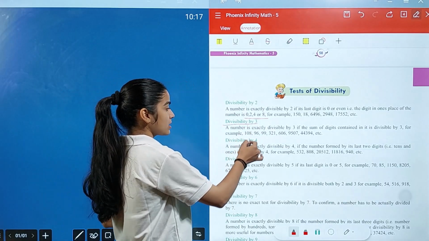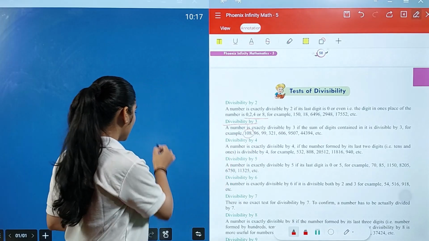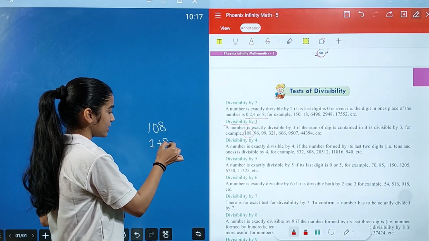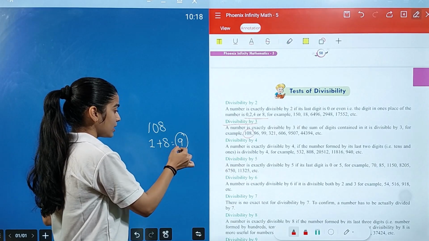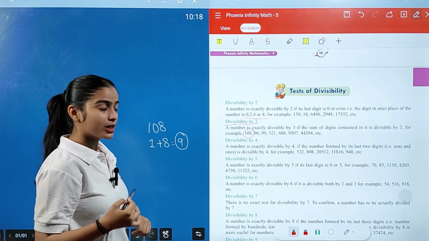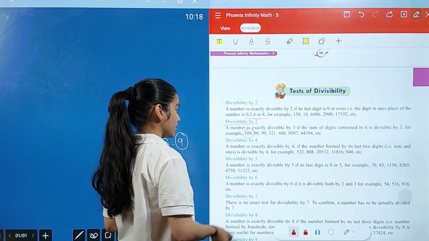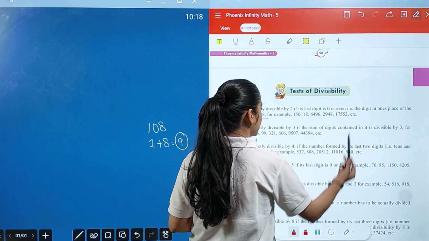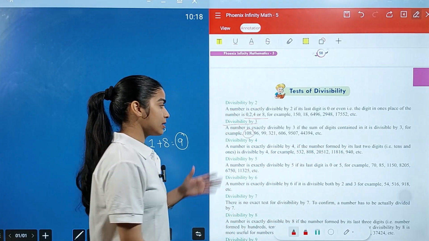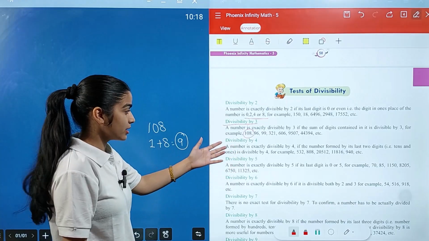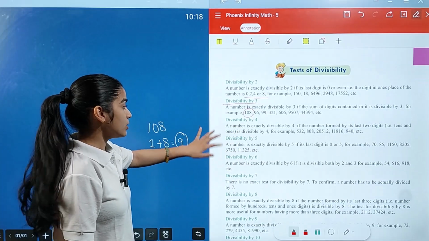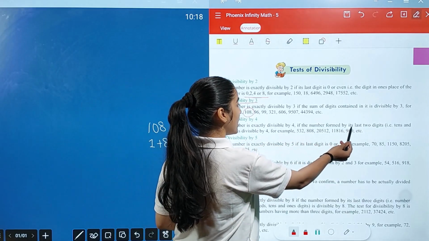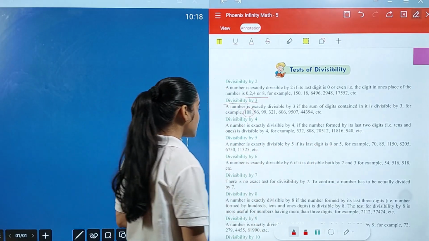So in this case, if we have a number 108, 1 plus 0 plus 8 is equal to 9. So 9 is divisible by 3. It means 108 is also divisible by 3. A number is exactly divisible by 3 if the sum of digits contained in it is divisible by 3. For example, 108, 96, 321, similarly. Now divisibility by 4. A number is exactly divisible by 4 if the number formed by its last two digits, tens and ones, is divisible by 4.